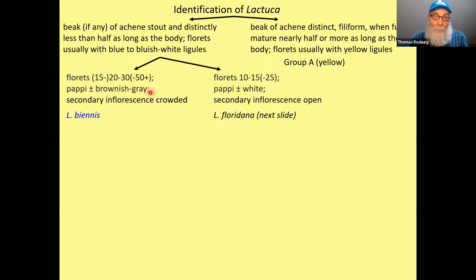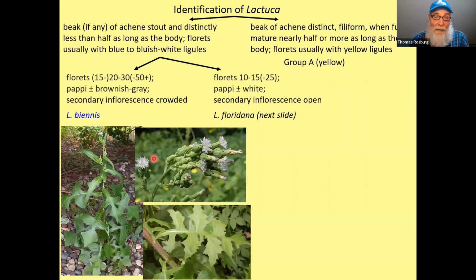It's basically the best is probably the pappus. Yes, there are some differences in the number of florets here, but there's some overlap there. There's more florets basically over here, fewer florets. How do you know the number of florets? Well, you count the number of ligules. The ligules are easy to see. If you just count those, you're counting the number of florets present in one head. But the pappus is usually better. The pappus in Biennis is more of a brownish gray.